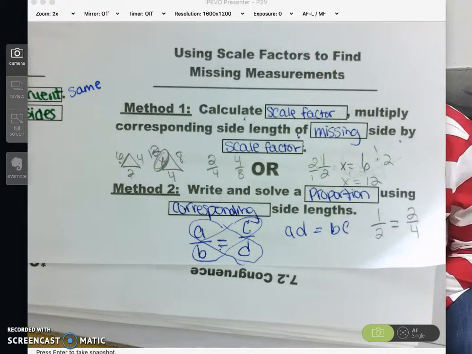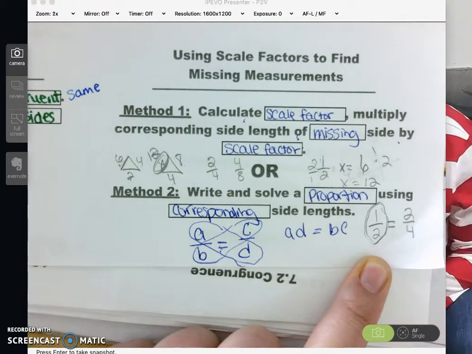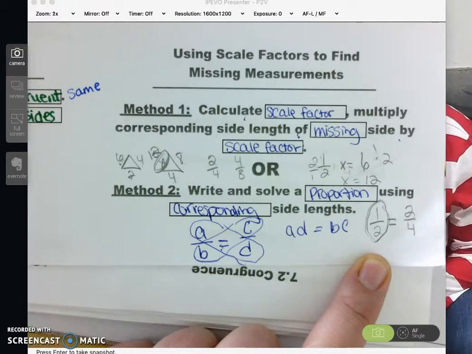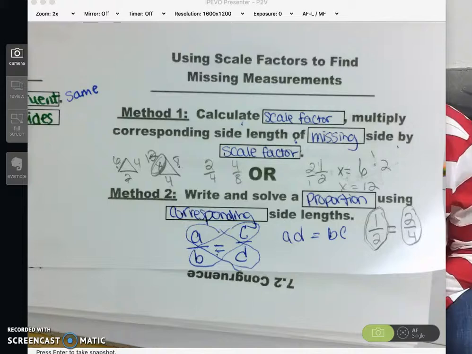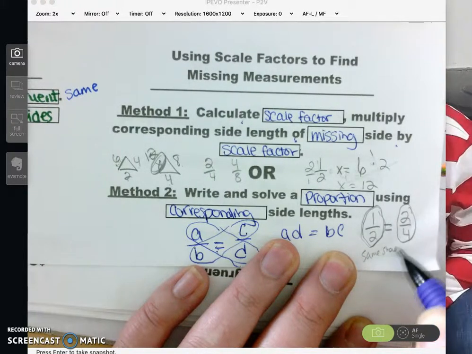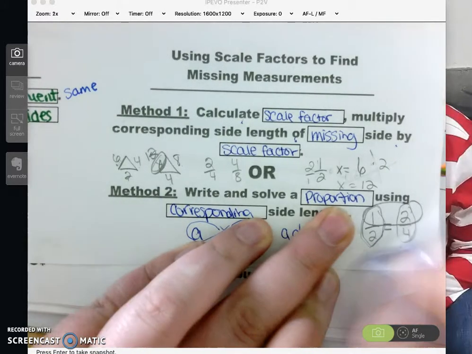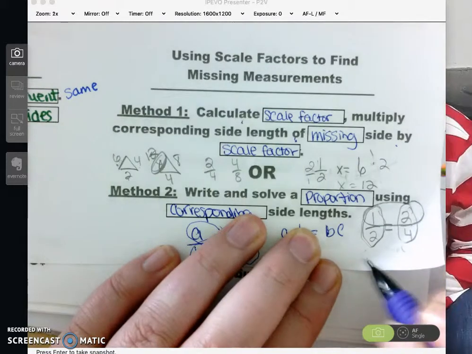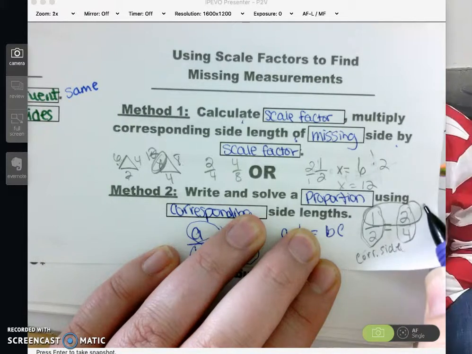If I didn't know one of these sidelings, I could solve for it by cross multiplying. Something to remember with a proportion is these two things have to have something in common, whether it's the same shape, or it's the corresponding sides. So just for staying all on the same page, we're going to do this is the same shape, and then these are the corresponding sides. Sorry. Up and down in the same fraction is the corresponding sides, and this one is the same shape.